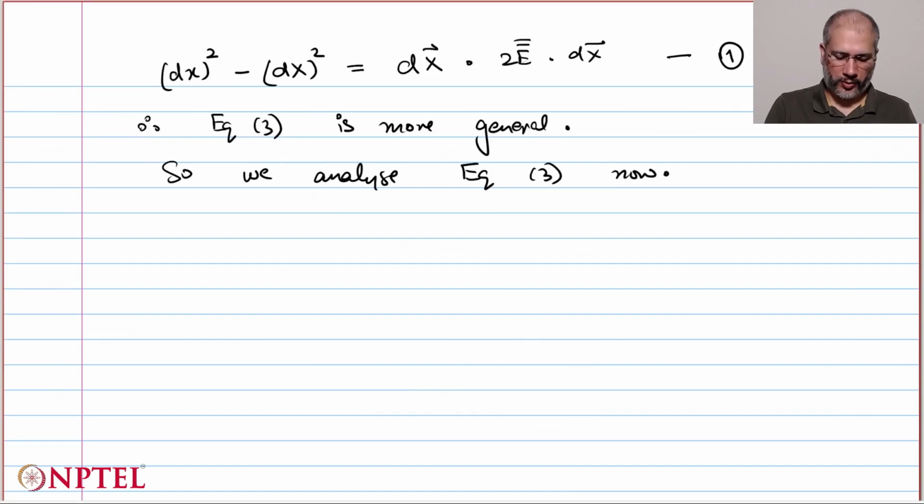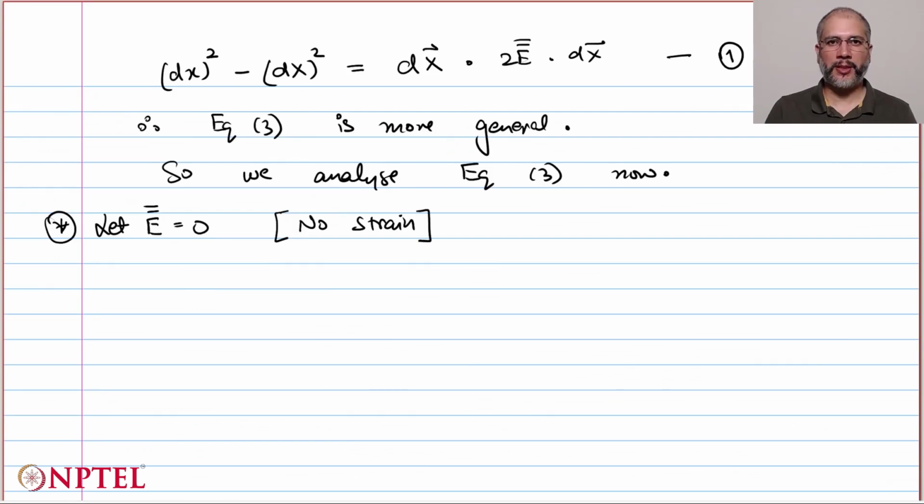So let us start with the situation where E is 0. So let E be 0. Because we're trying to understand the impact of this quantity E that we have defined, and E is called the Lagrangian finite strain tensor. So let us see if E is 0. That is, what happens to the deformation when this strain tensor is 0. And this condition will be called no strain. Because the strain tensor is 0, that means there is no strain in the system.